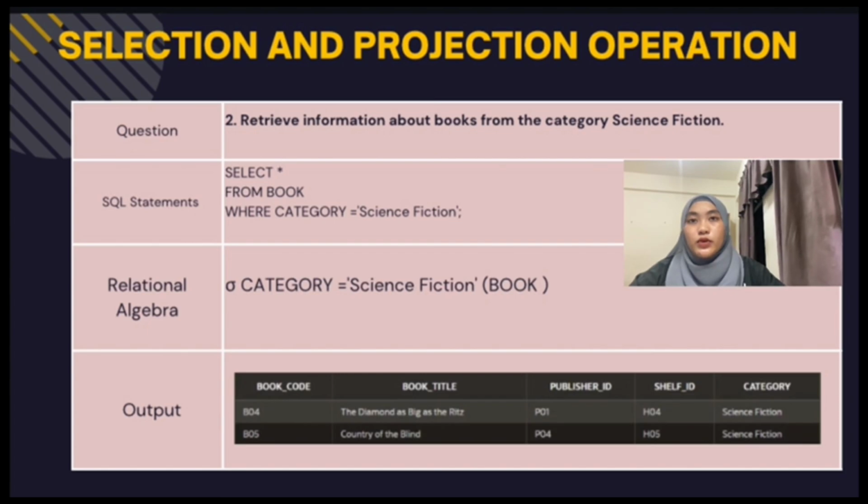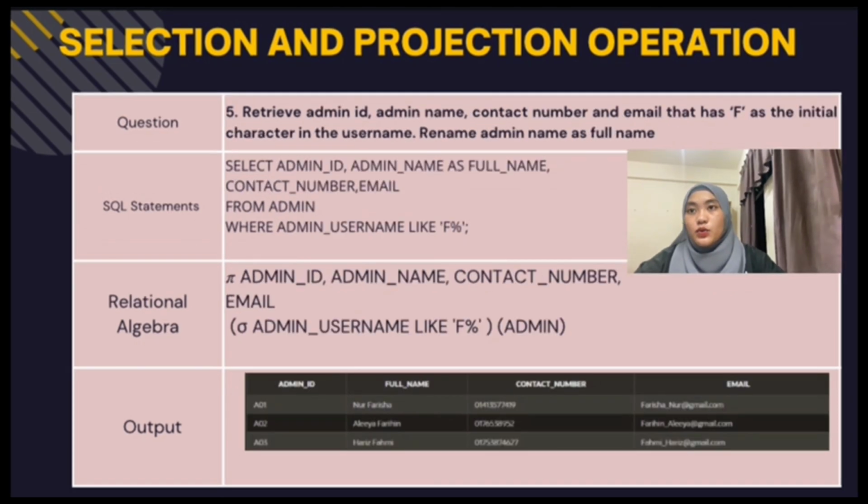So the output that we are going to receive only the details from science fiction category. Next question asks us to retrieve admin ID, admin name, contact number, and email that has F as the initial character in the username, and they ask us to rename the admin name attribute as full name.